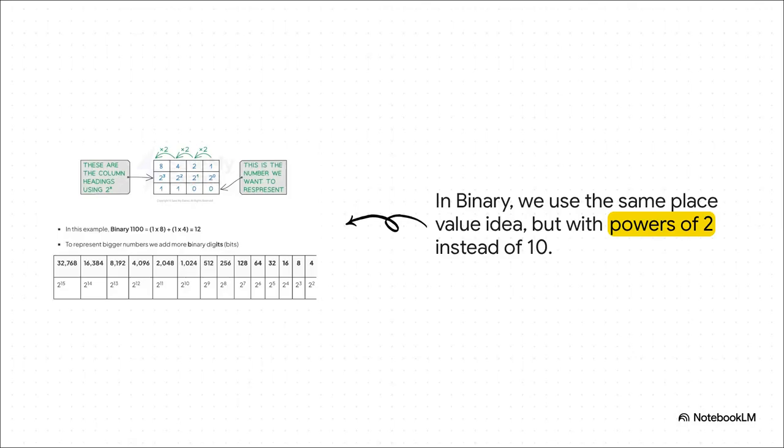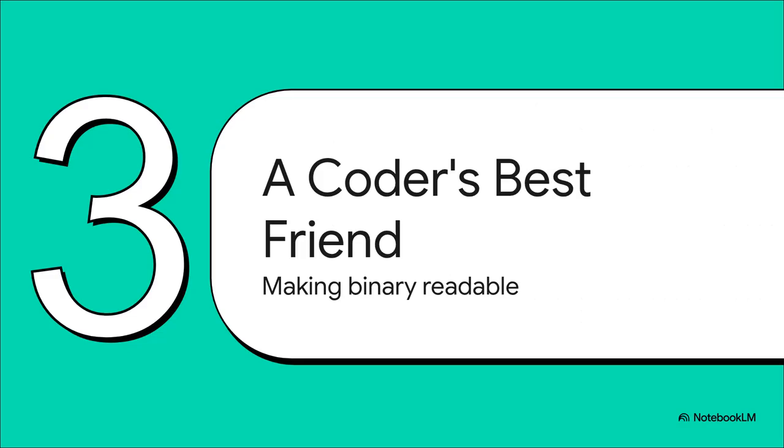And check this out. It's that same place value idea again. But instead of multiplying by 10 each time, we multiply by 2. So you have the ones column, then the 2s, the 4s, the 8s, the 16s, and so on. Same concept, different base. So, here's the problem.